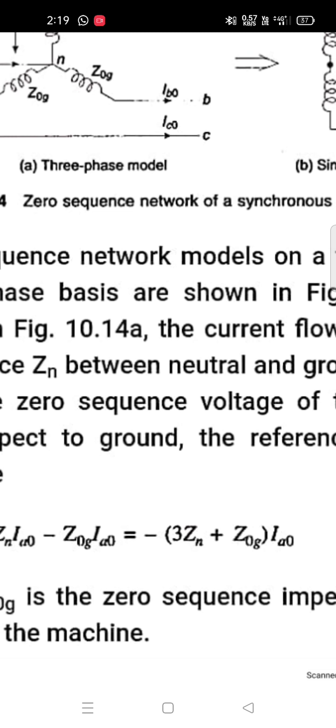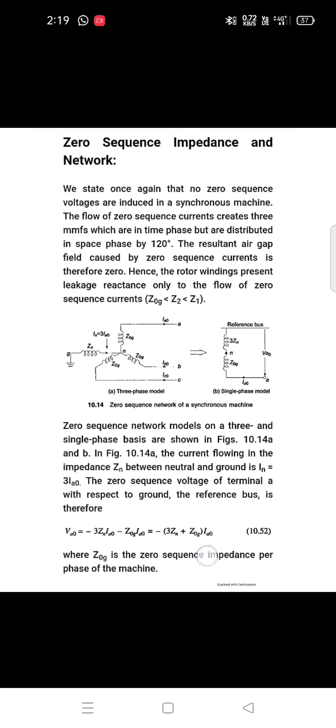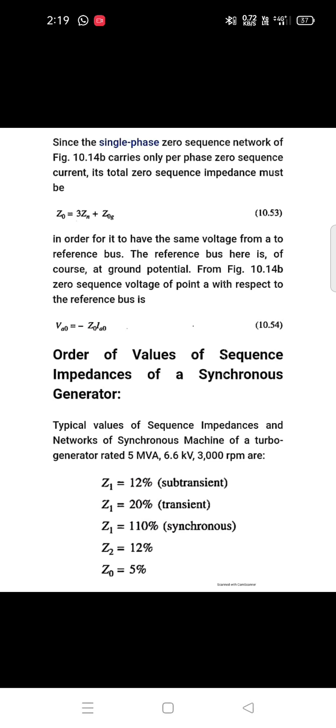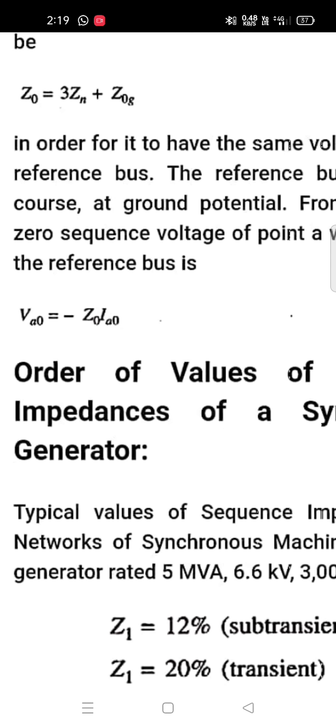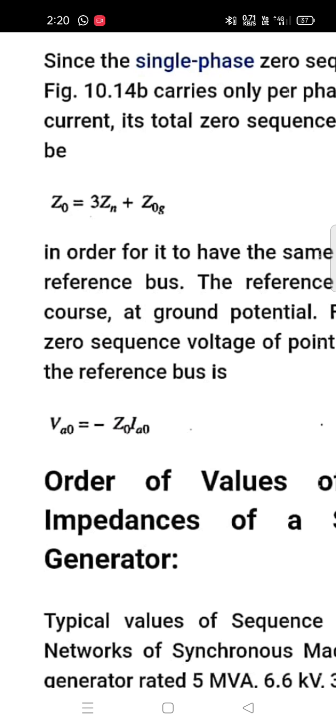So here, in order to have the same voltage from A to the reference bus, where the reference bus is of course at ground potential, the 0 sequence voltage of point A with respect to the reference bus is Va0, which is minus Z0 Ia0. Here the impedance Z0 is 3 Zn plus Z0G.